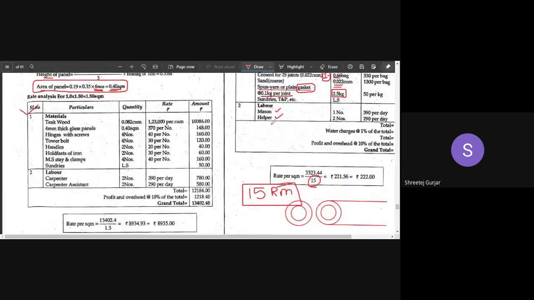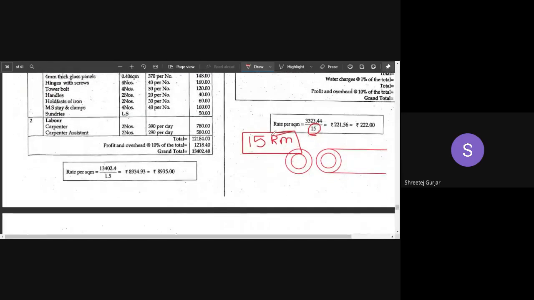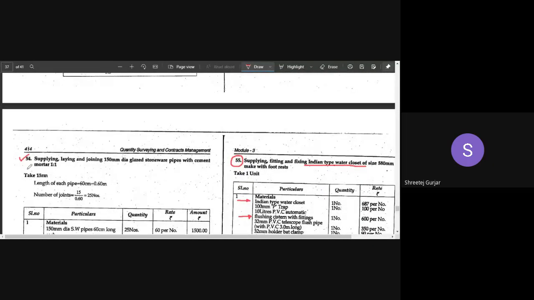Then coming to the next thing. Important thing, remember here we are calculating in running meter. So make sure you divide it by 15, because initially we have assumed that 15 running meters is the work that we need to do. You can take it as 10 or 20 running meters, but if you take it as 15, the number of pipes or joints will come in whole numbers, or it will come in decimal points if you take any other number. So we have taken it as 15. You can assume any other number, no problem.